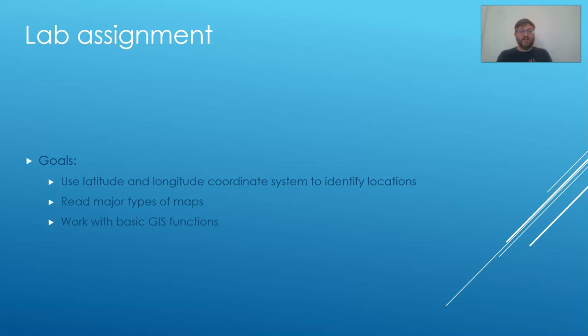So that brings us to your lab assignment for this week. The goals of your lab assignment will be, first, to use latitude and longitude to identify locations, to get comfortable with latitude and longitude as a way of describing locations of things. Then second, you will practice reading some of those major types of maps that we looked at in this lesson, being able to interpret what's going on in the map and correctly identify what the map is telling you. And then finally, you'll work with some basic GIS functions.